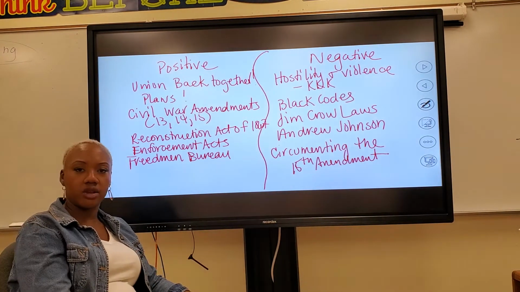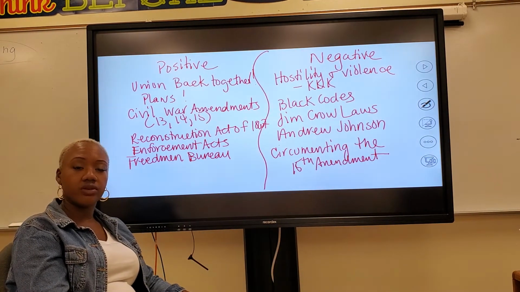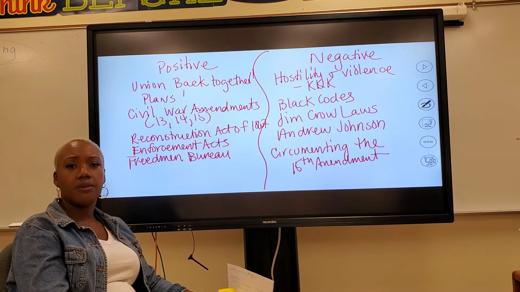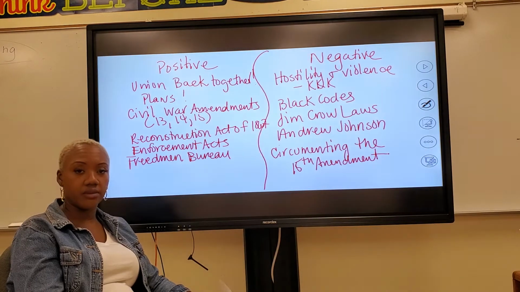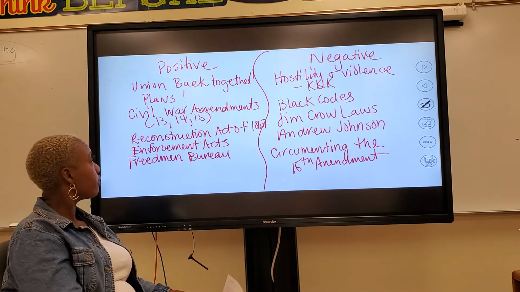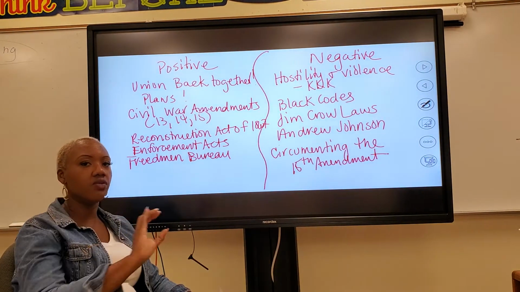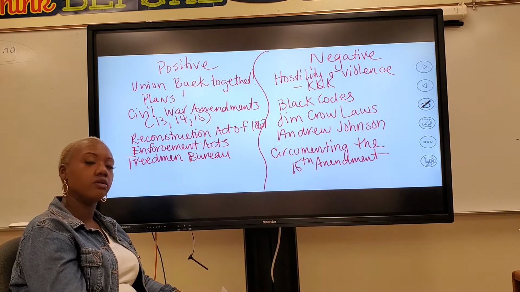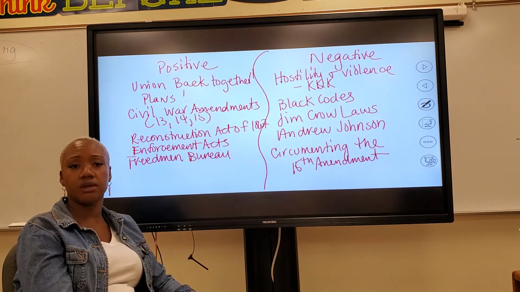So let's talk about their plan. Their plan required the Confederate States to not only ratify the 13th Amendment, but also ratify the 14th and 15th Amendment. We consider the 13th, 14th, and 15th Amendments to be Civil War amendments. You need to know those amendments. I repeat, you need to know the 13th, 14th, and 15th Amendment.